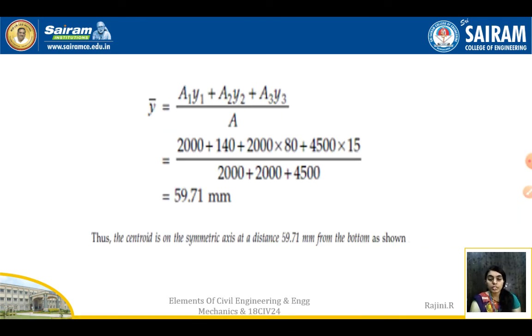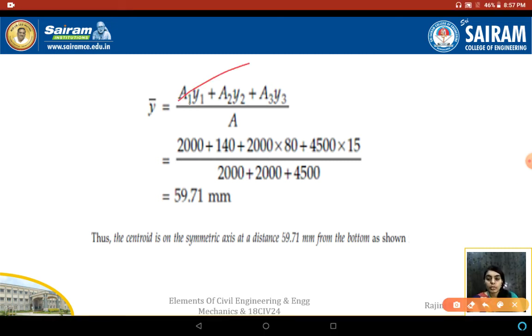Everything we are just substituting in the formula, that is y bar is equal to a1 y1 plus a2 y2 plus a3 y3 divided by capital A. Capital A includes all the small areas, that is A1 plus A2 plus A3. Here we are not removing any area. If you were removing any area, you would need to take minus there. So here we take the sum of all the areas.